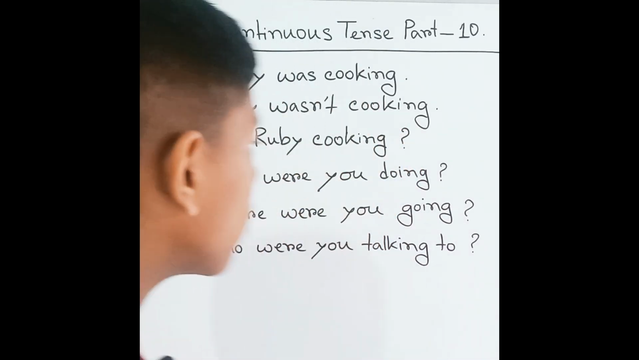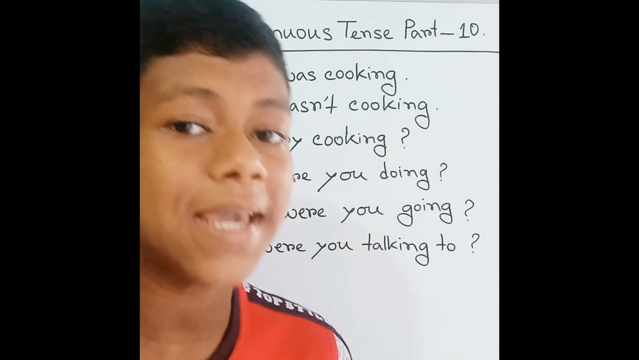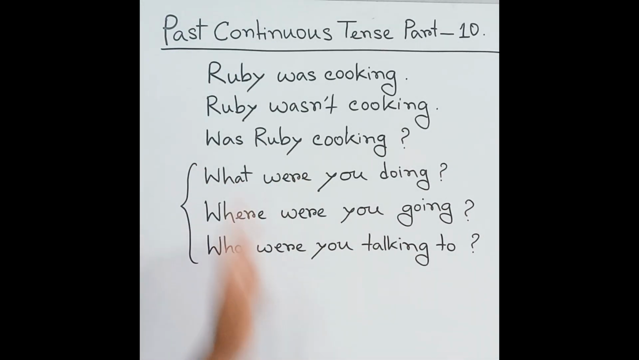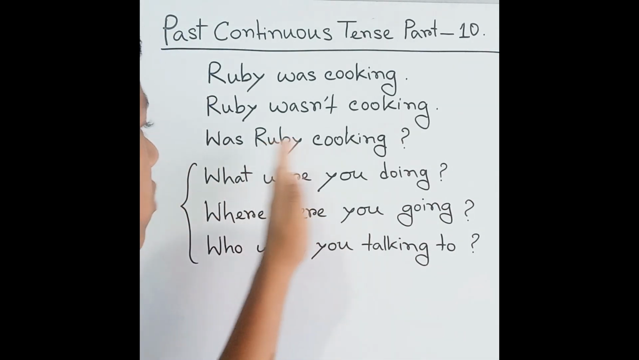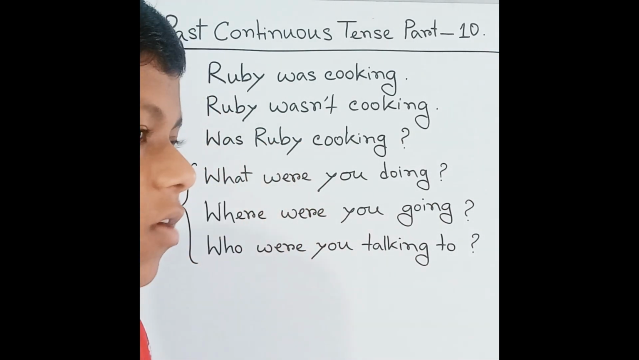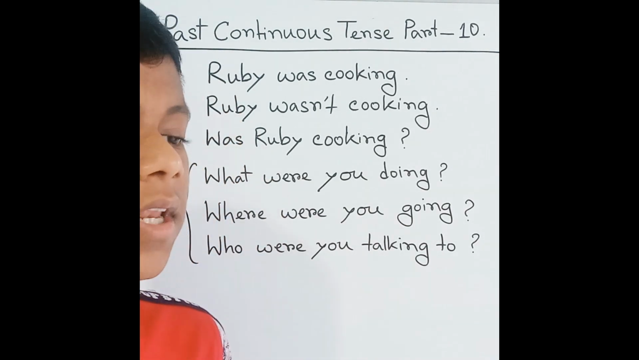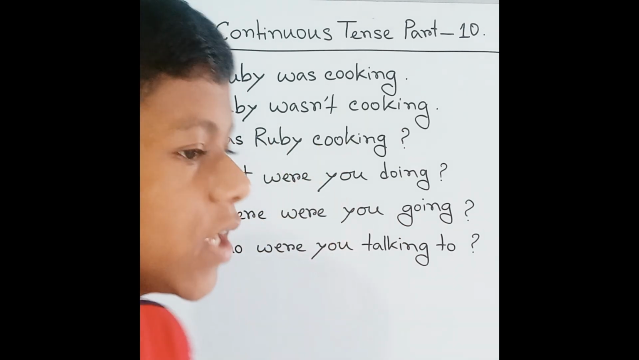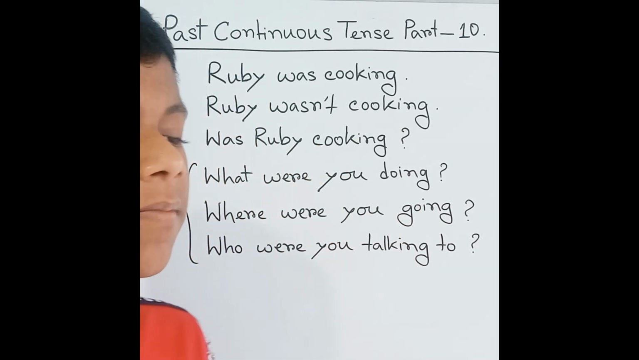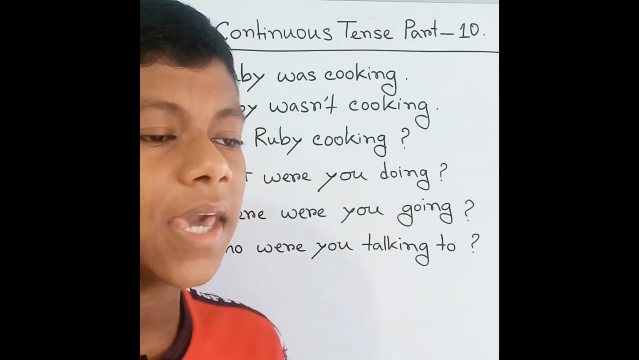First of all, we can see here, because we have already gained some knowledge about this: Ruby was cooking, Ruby wasn't cooking, was Ruby cooking. These are the main ones. It's in the positive form. If we want the negative question form, we can say wasn't Ruby cooking. So here we can say it in the four forms.